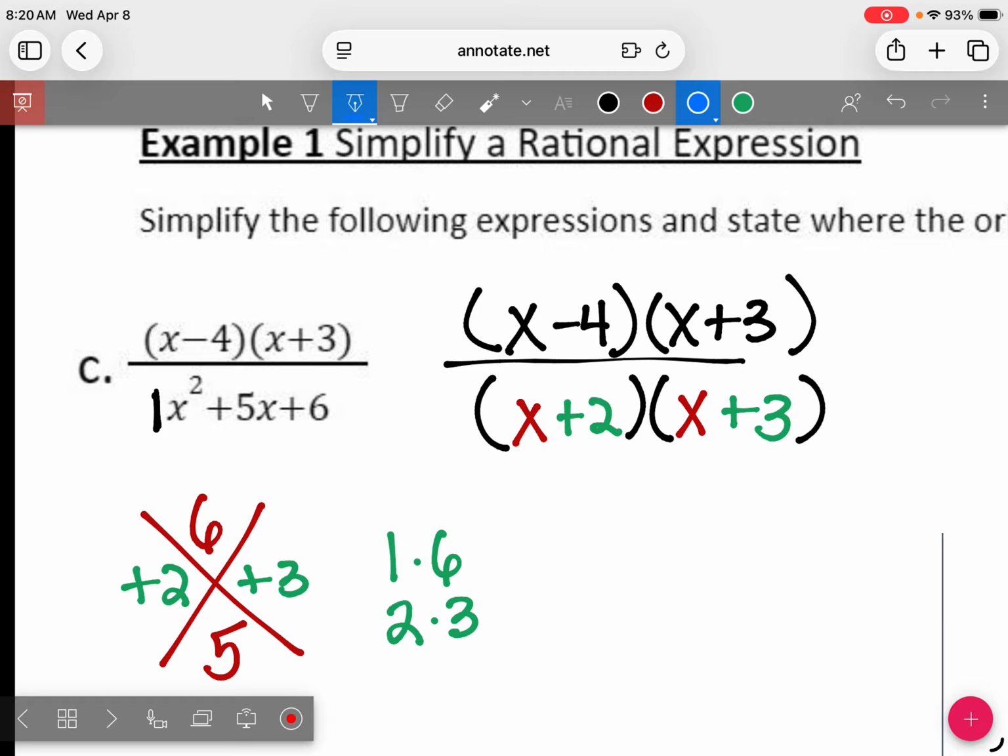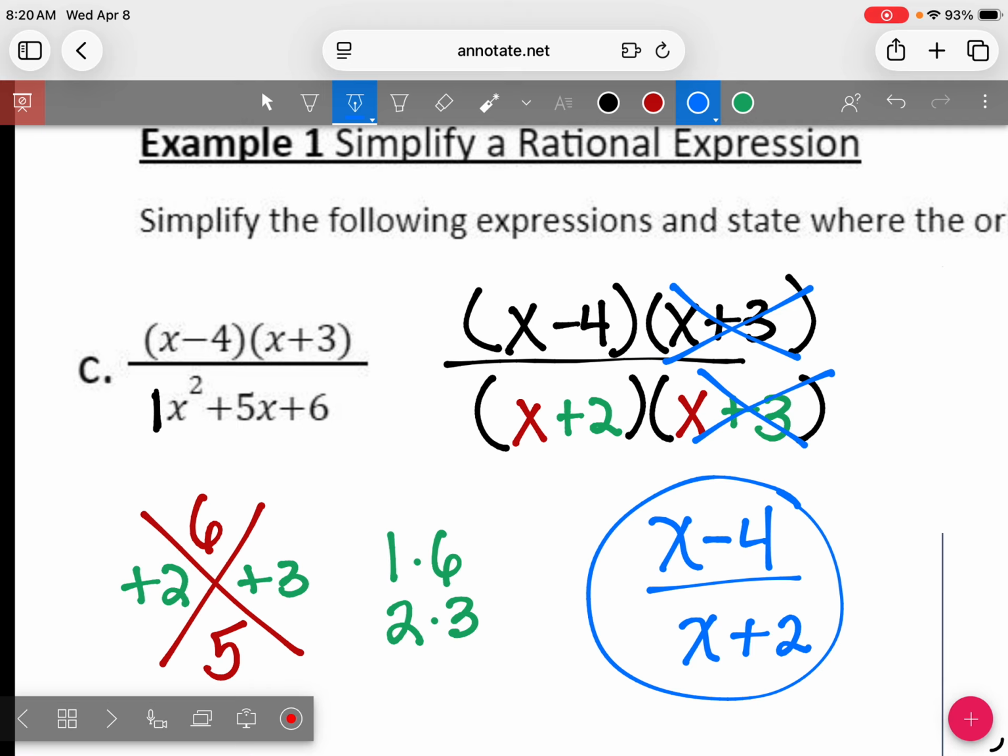So Amaya, what's the GCF? What can I cross out? That's top and bottom. Yeah, cross them out. And you have x minus 4 over x plus 2. Any questions?